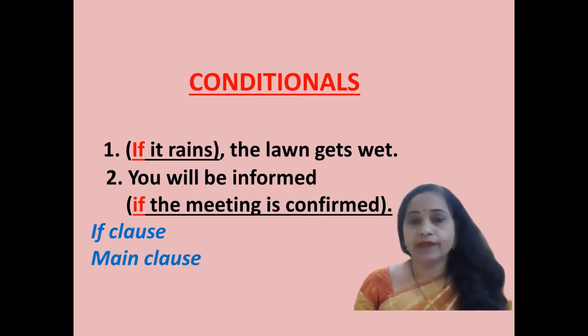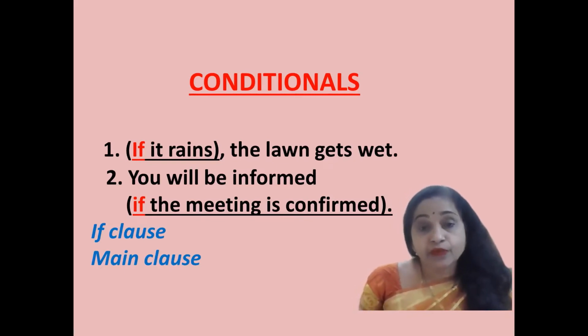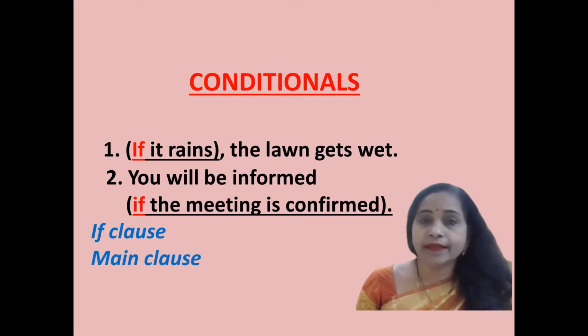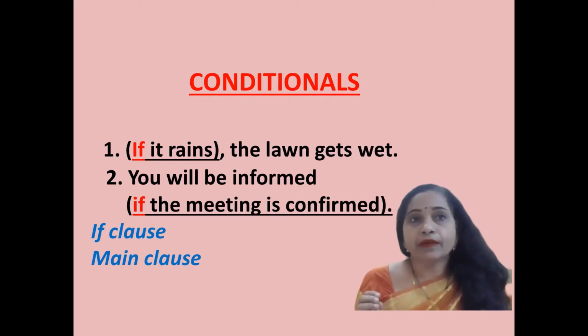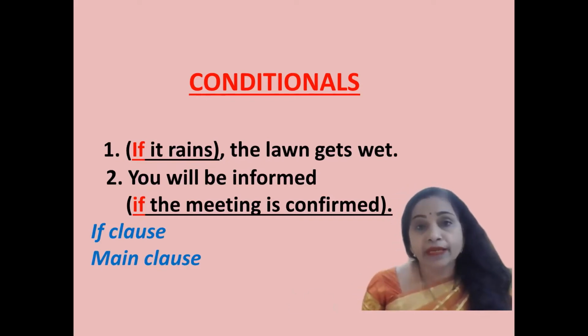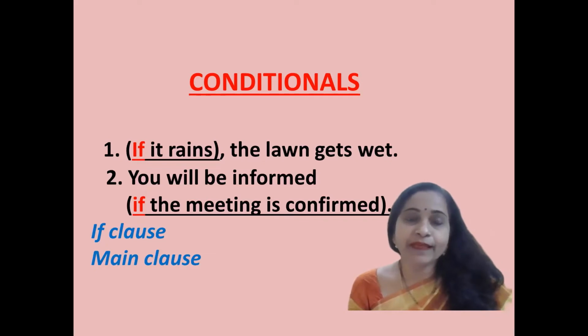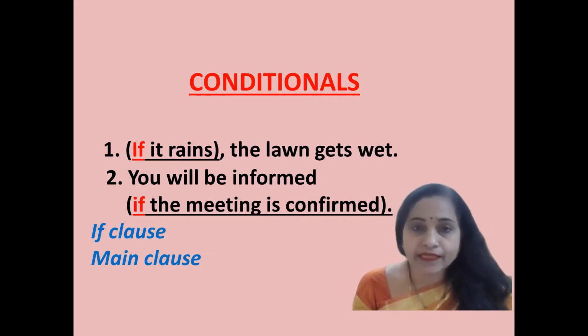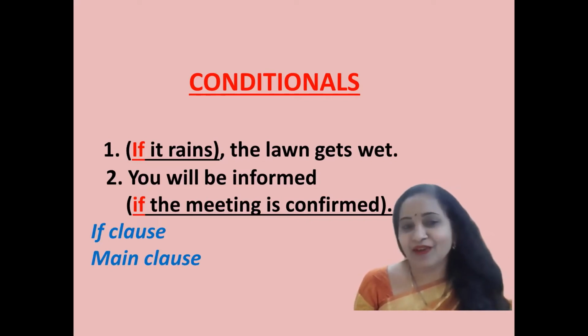See, the lawn gets wet. We understand, okay, the lawn gets wet. At the same time, if you say, if it rains, then okay, the subject is there, verb is there. But logically, the sentence, we are not able to understand. It has to depend upon the main clause for the completion of the meaning. So this part is called the if clause and the next part is called the main clause.